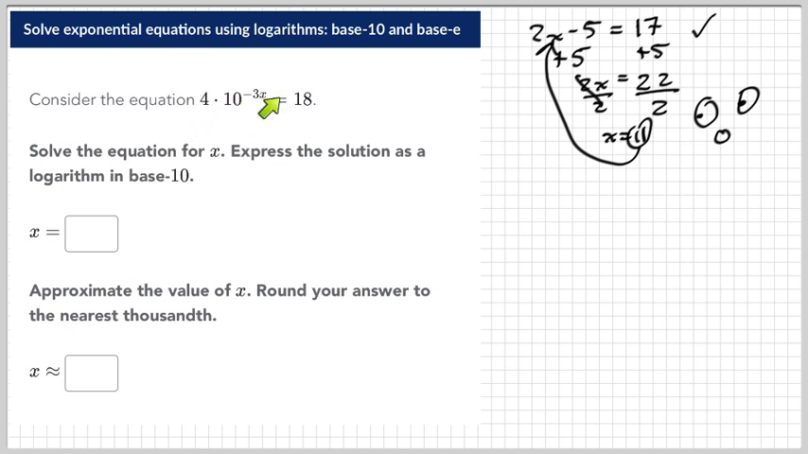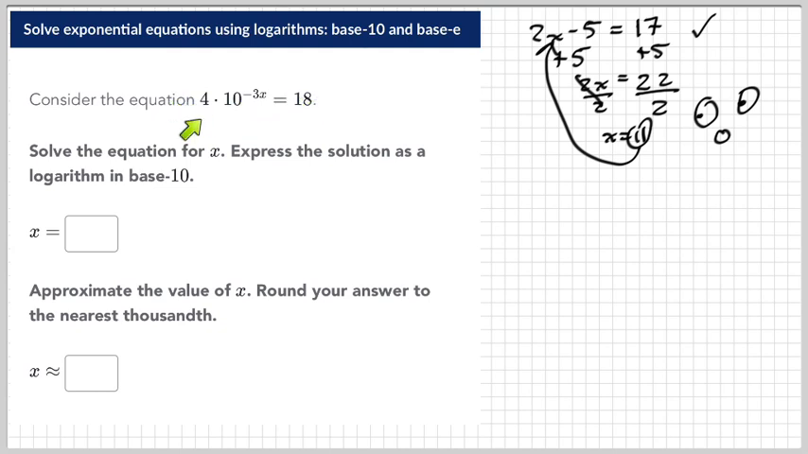So it says solve the equation. So that's what we're going to do. The rest of it says express the solution as a logarithm in base 10. So that means we're not going to get a pretty answer like this. The answer is going to have a log base 10. So it's going to be log of something. That's going to be our answer.